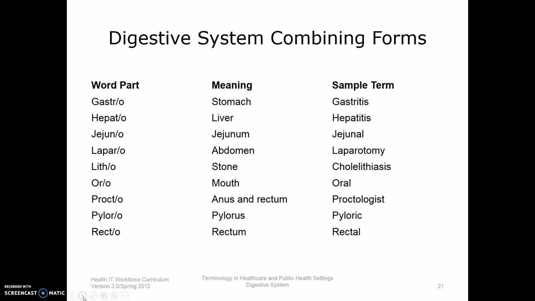Here are some additional keyword parts for the digestive system, along with their meanings. In the third column, you can see some of the medical terms that we can create by combining word parts. You should return to the online medical dictionary to hear the pronunciation and become familiar with the meaning of the created terms.